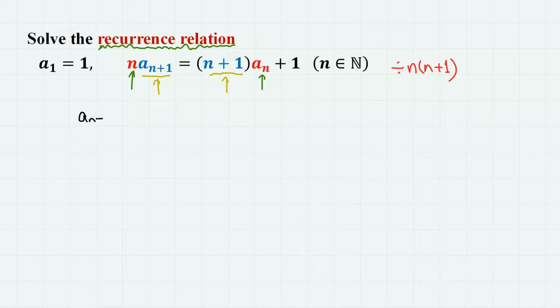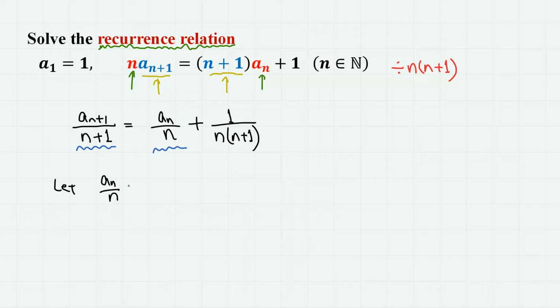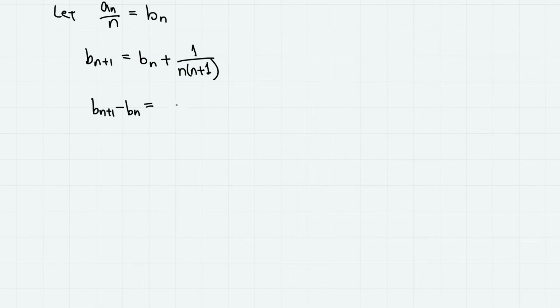So we have an plus 1 over n plus 1 equals an over n plus 1 over n times n plus 1. Therefore, now we have a relation that can be simplified using substitution. Letting an over n be bn, we now have bn plus 1 equals bn plus 1 over n times n plus 1. We can rearrange this relation to obtain the difference between consecutive terms, that is, bn plus 1 minus bn is given as 1 over n times n plus 1.